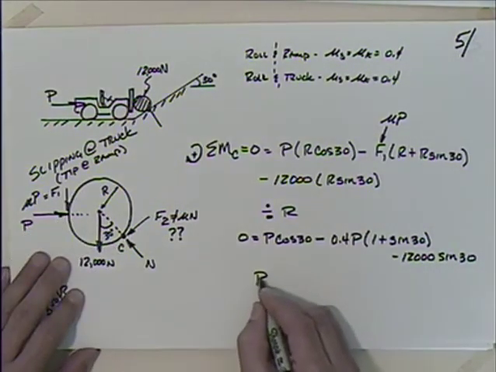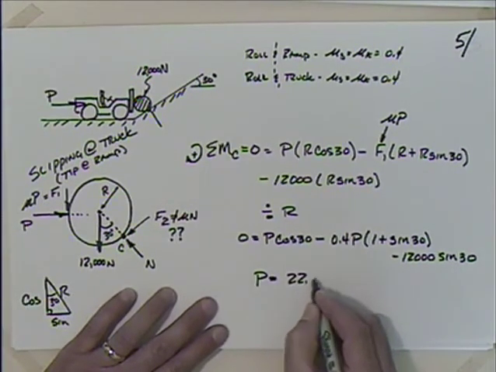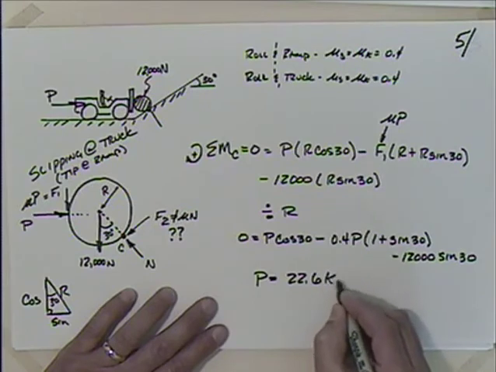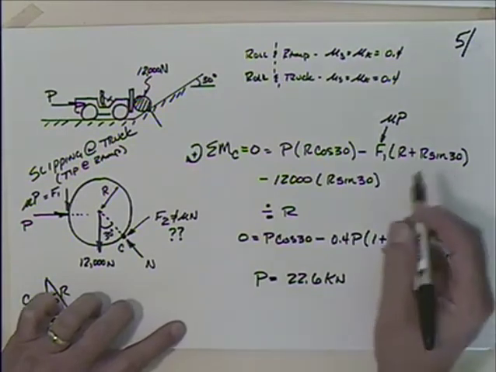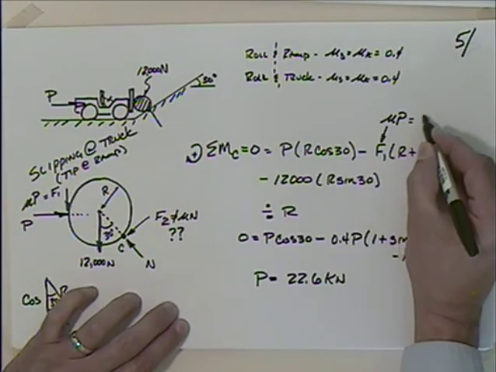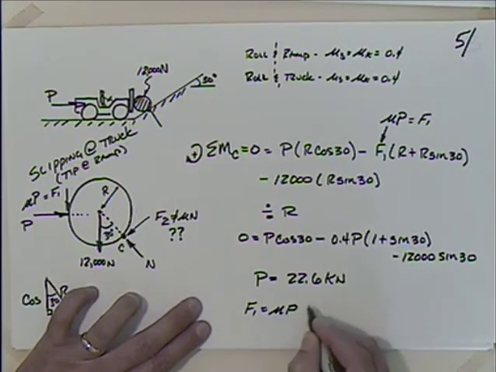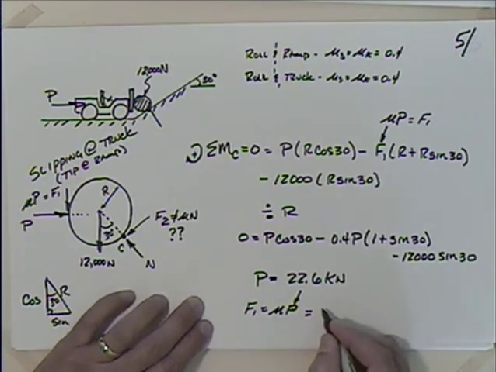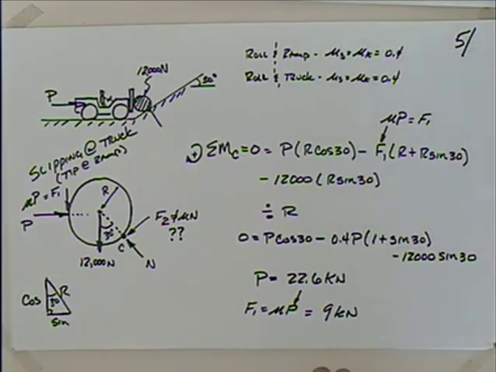It's the only unknown. When you do that, P turns out to be equal to about 22.6 kilonewtons. Okay, about 23,000 newtons. Well, I know that this is equal to F1, so with that, I'll say that F1 is equal to mu times P. So we'll put that in there, and then F1 turns out to be about 9 kilonewtons.